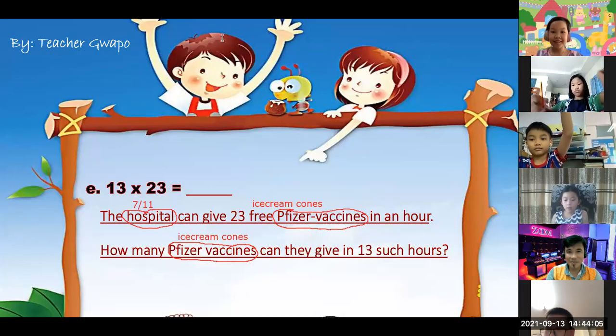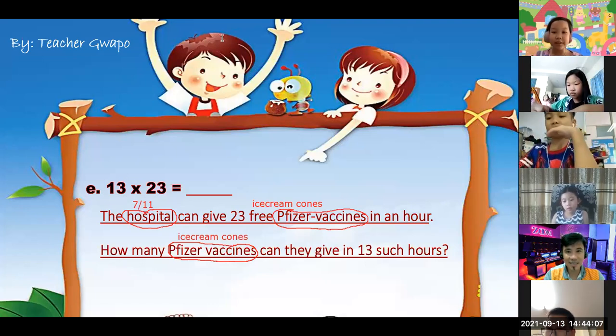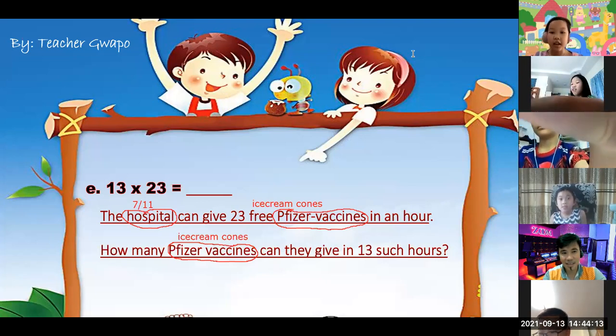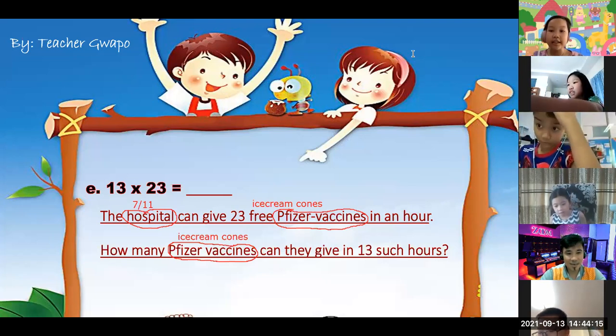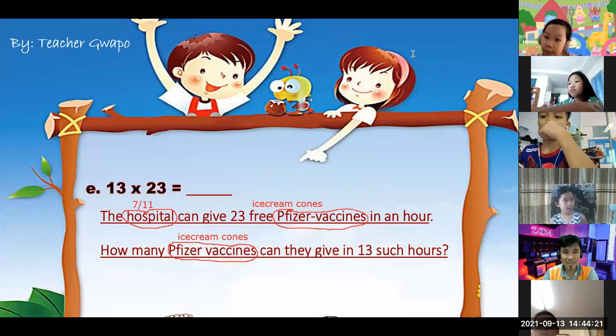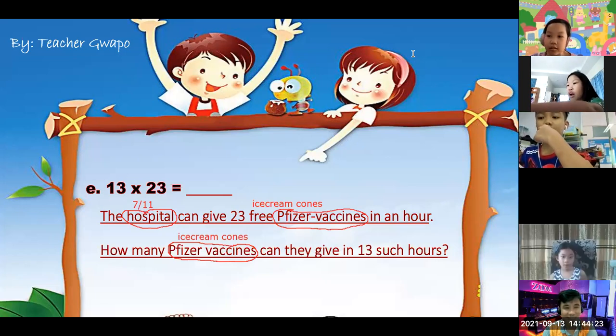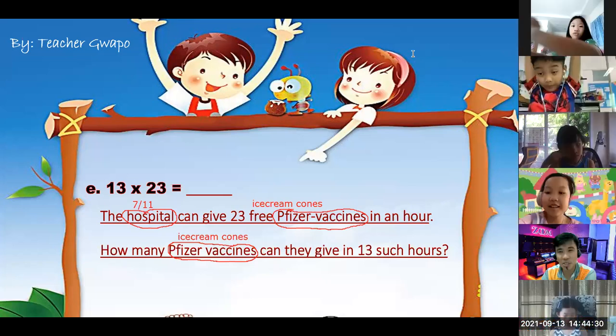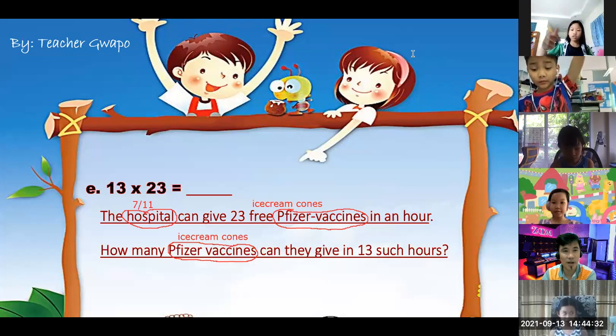Okay, go, Atom. 7-Eleven can give 23 free ice cream cones in an hour. How many ice cream cones can they give in 13 such hours? Okay, thank you, Atom. Who wants to read? Share your word problem.